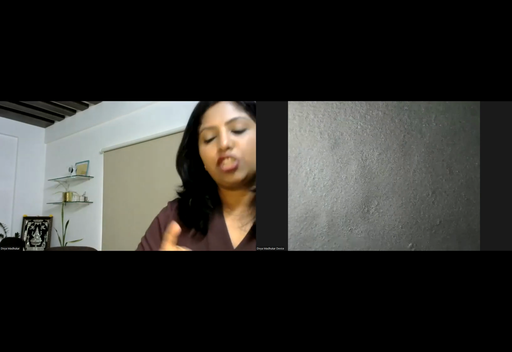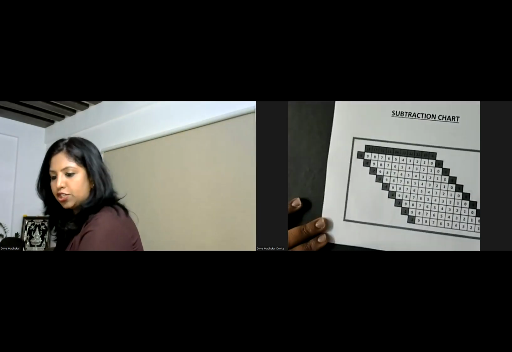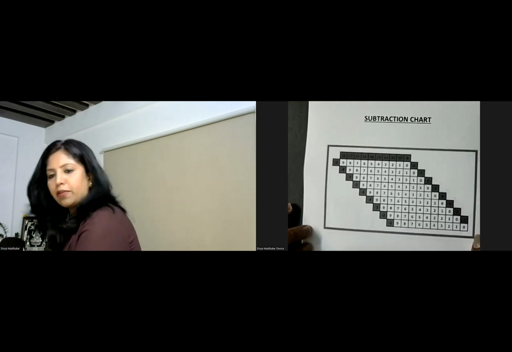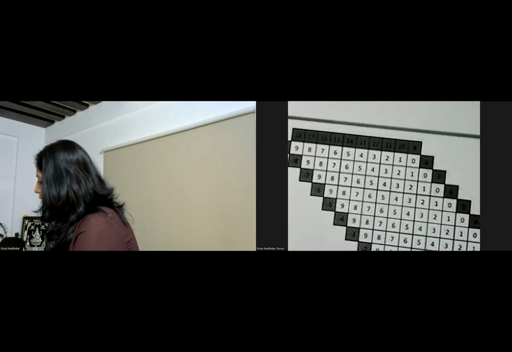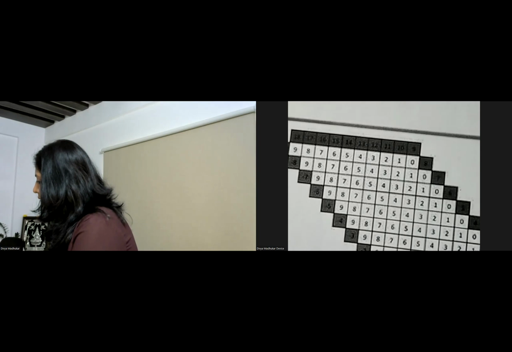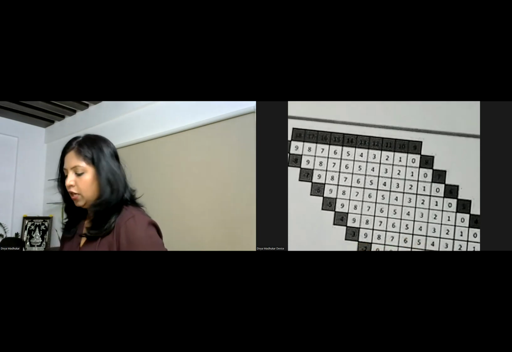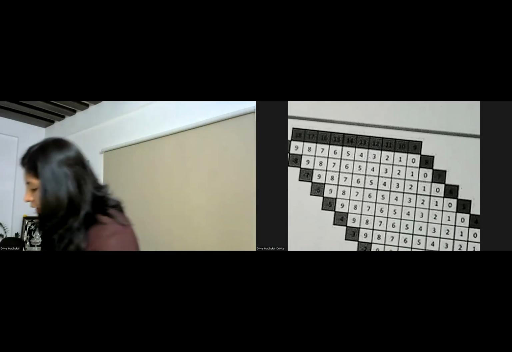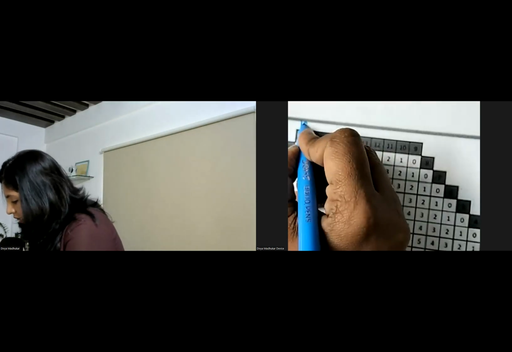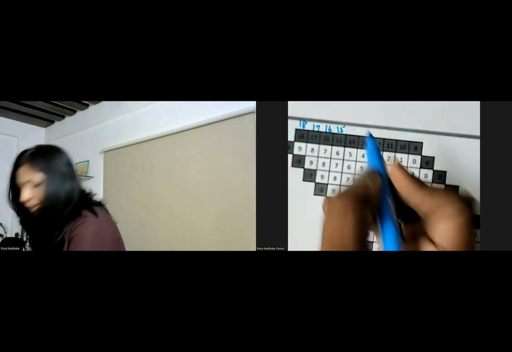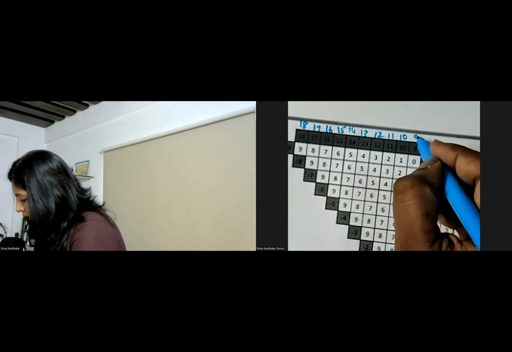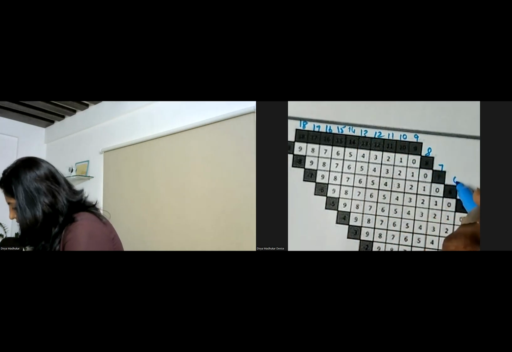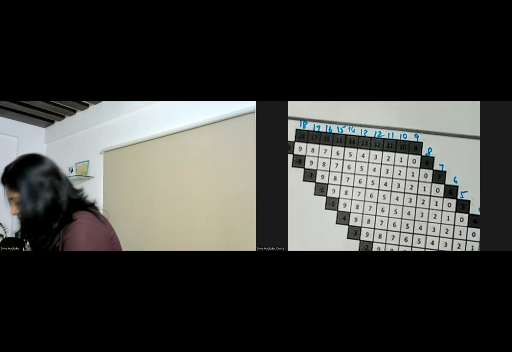Okay, let's go to the next chart that we have. That's called the subtraction chart. Little trickier. The subtraction chart is a little tricky. So can everybody see it? If you're not able to see the numbers, for your reference, this number is 18, 17, 16, 15, then it's 14, 13, 12, 11, 10, 9, 8, 7, 6, 5, 4, 3, 2, and 1.